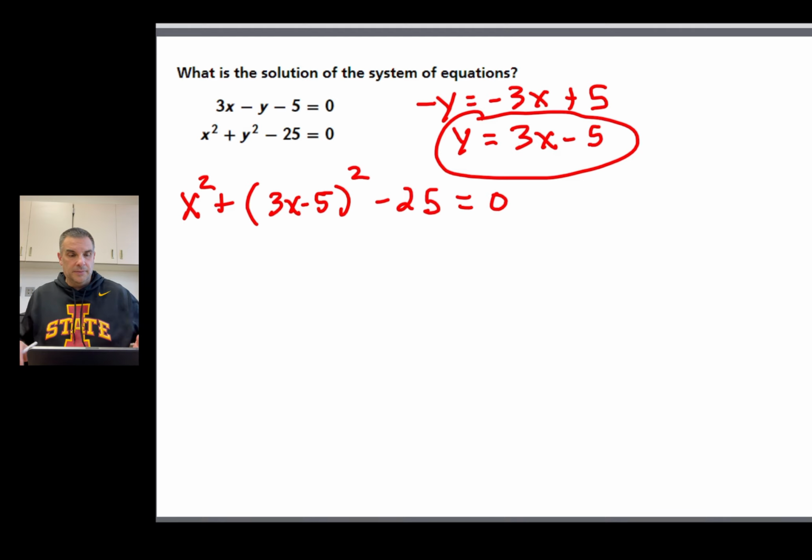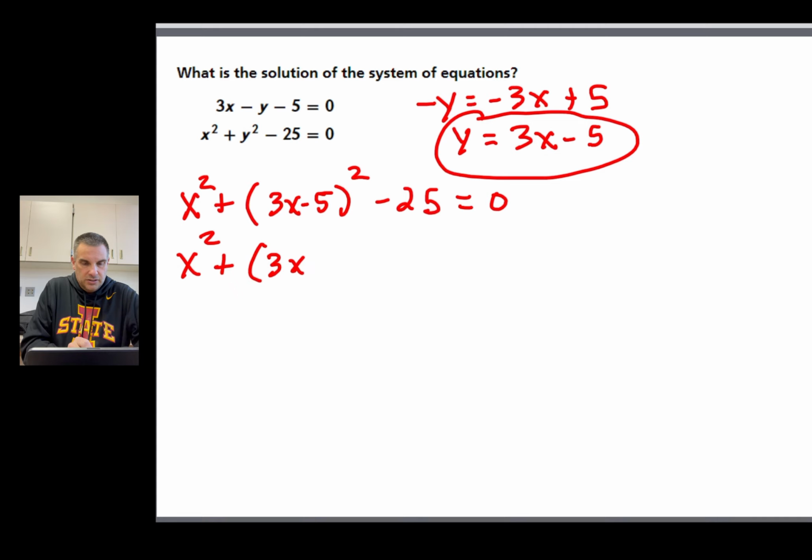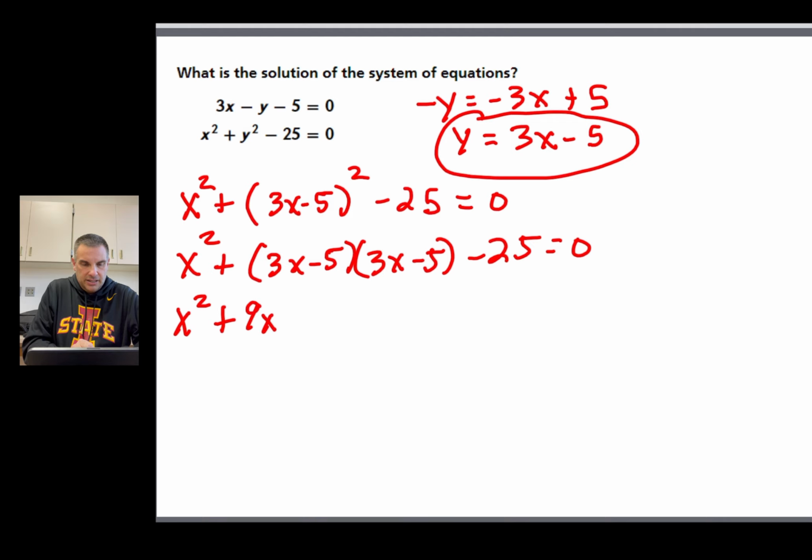Now we have to start solving. So we've got x squared plus, okay, good review. This is 3x minus 5 times 3x minus 5. And we've got minus 25. So this is x squared. Now we've got a FOIL. 3x times 3x is 9x squared. Minus 3x times negative 5 is minus 15x. Inside is minus 15x. Plus 25.